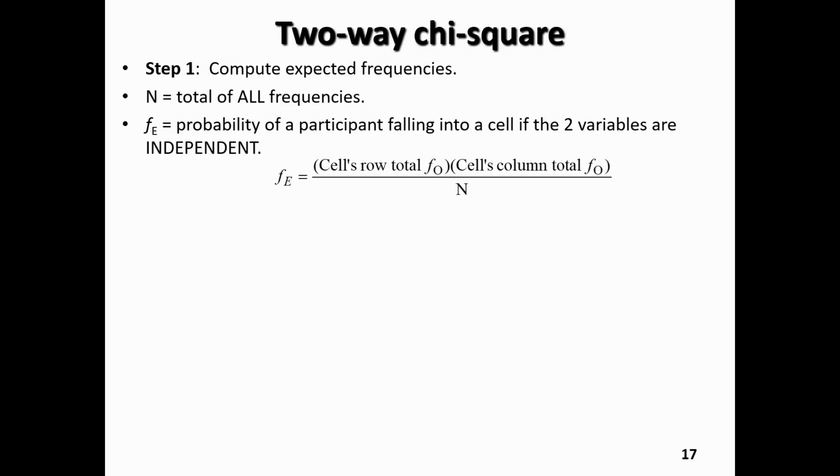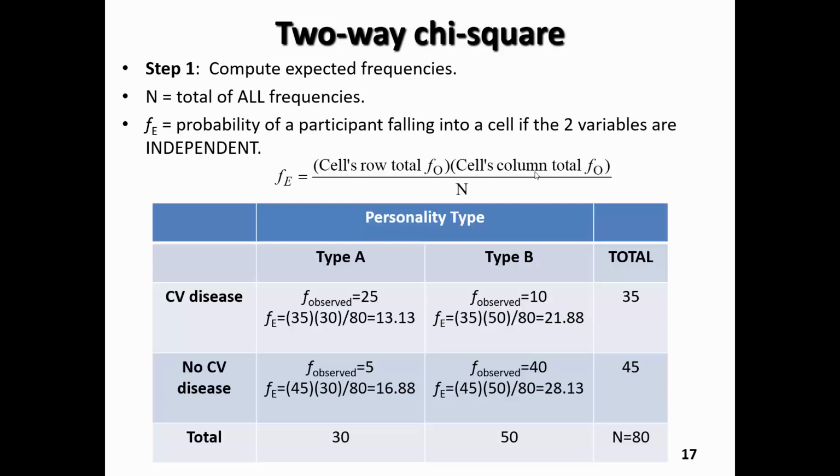The equation to calculate the expected frequency, and this is what we would do for each of the 4 cells in this type of research design, is we would take the cell's row total, so this is the total across the entire row, multiply that by the cell's column total of the observed frequencies, and divide it by N, the overall sample size. And so we see that here.